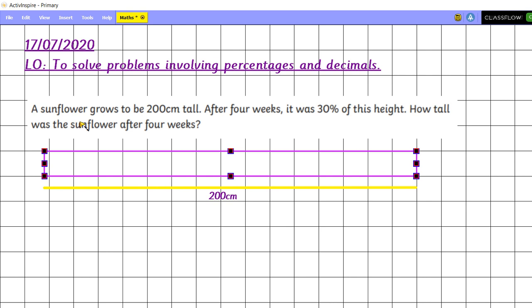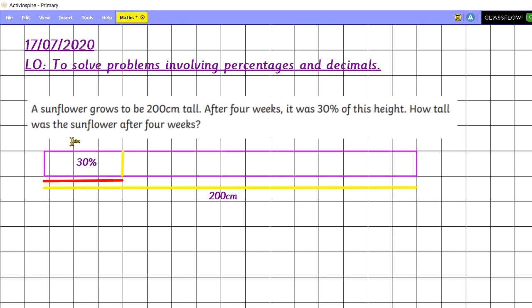So I'm going to split this bar up, okay? So this is 30% roughly. I haven't measured it, I'll be honest. We're just going to go with what we think, okay? So 30% of its height in that amount of time. I'm going to put in there 30%. So we now need to find out how tall was the sunflower here. This is 30%, this is after the 4 weeks.